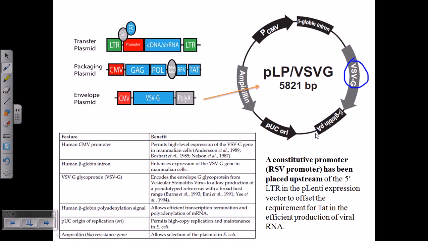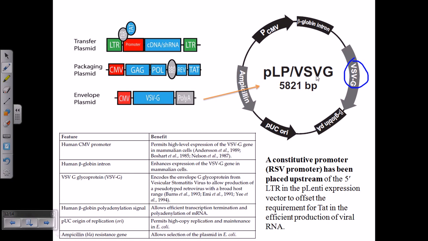Now there is the pUC origin, given for the same purpose: to permit high copy replication and maintenance of this plasmid inside the E. coli host cell, and also an ampicillin resistance marker for screening of E. coli cells containing this plasmid from a bunch of cells using the antibiotic screening method. And here it is the CMV promoter, the promoter from cytomegalovirus, which permits high level expression of the VSVG gene in mammalian cells. So everything is again provided here.